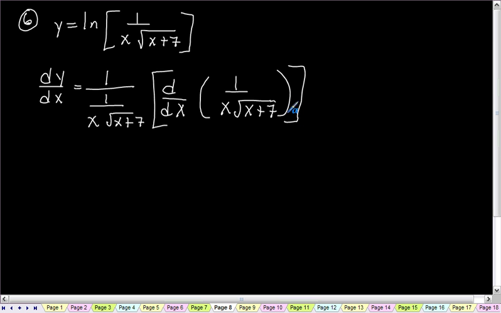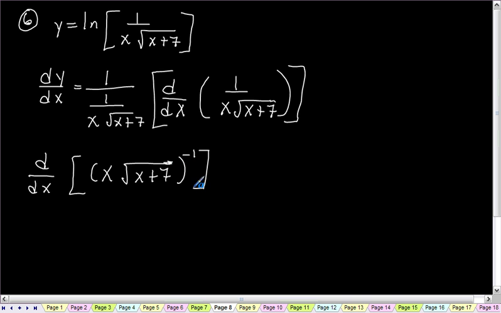So how do I take the derivative of that monster? Well, I'm going to bring that to the top because, again, I don't like to. So I'm going to take this, make it like this, plus 7. I'll take that to the negative 1 power.